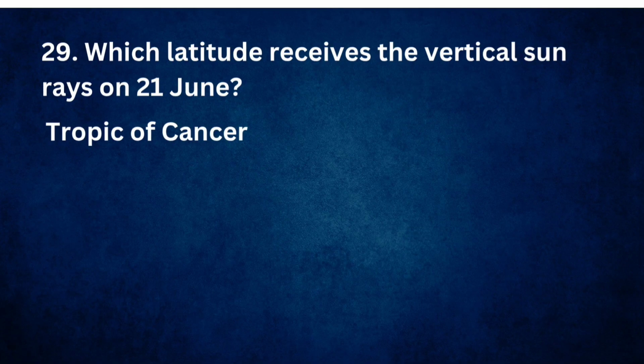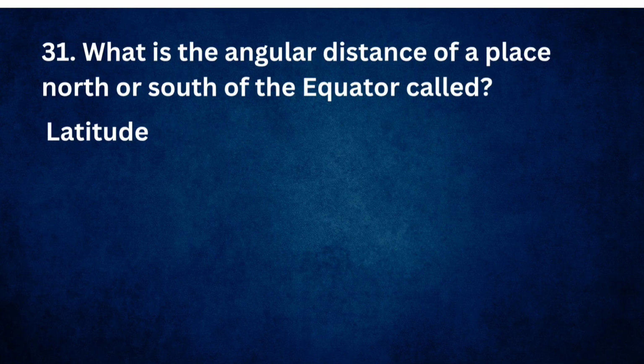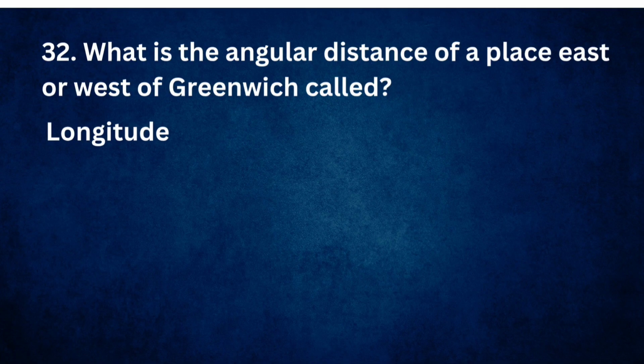Which latitude receives the vertical sun rays on 21st June? Tropic of Cancer. Which latitude receives the vertical sun rays on 22nd December? Tropic of Capricorn. What is the angular distance of a place north or south of the equator called? Latitude. What is the angular distance of a place east or west of Greenwich called? Longitude.